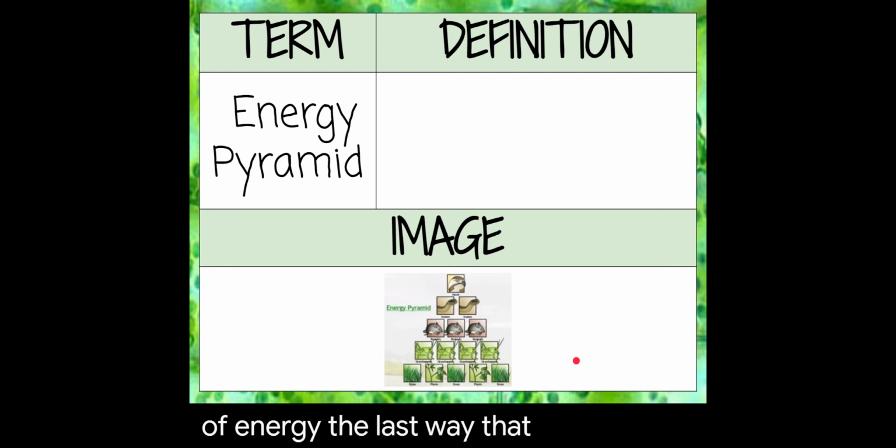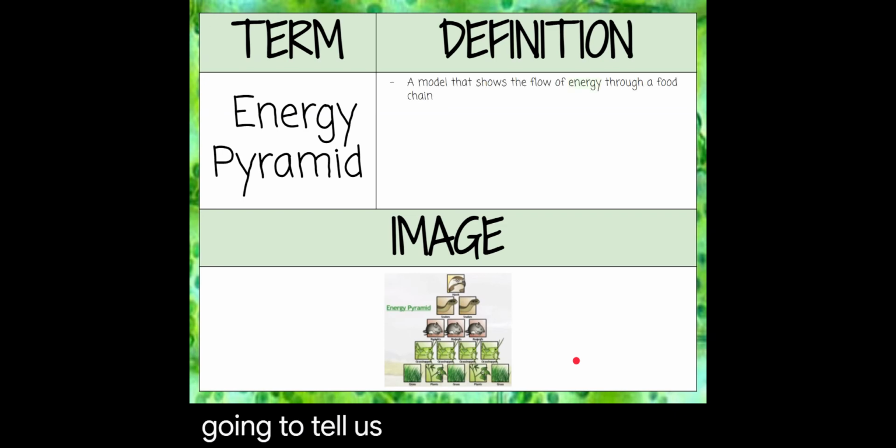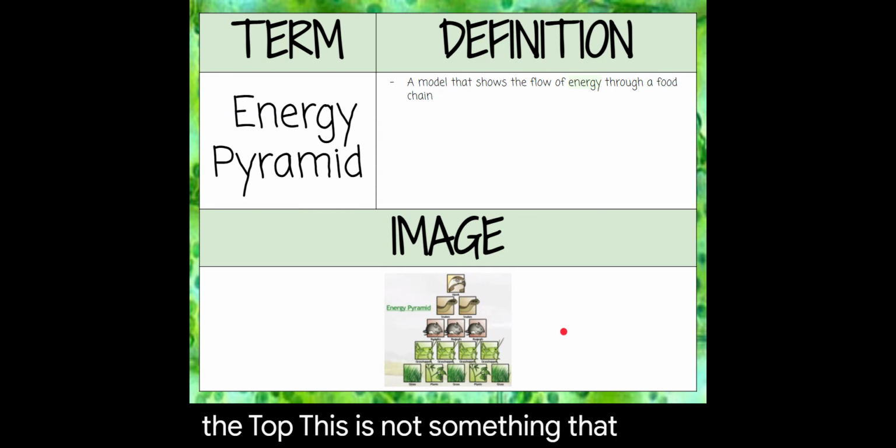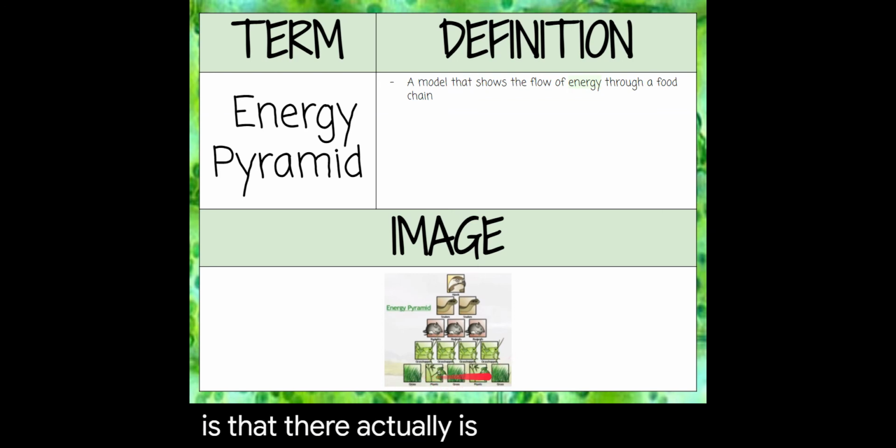The last way that we can represent food and energy through an ecosystem is through an energy pyramid. And what energy pyramids are going to tell us is how energy is flowing through a food chain. If we notice in this particular energy pyramid, there are more organisms at the bottom than at the top. This is not something that we did just to make it look nice. There's actually a reason for this. And the reason is that there actually is more organisms at the bottom.